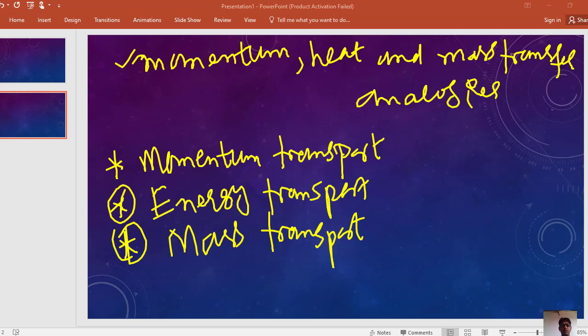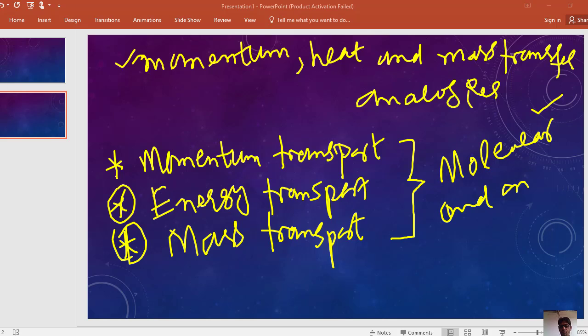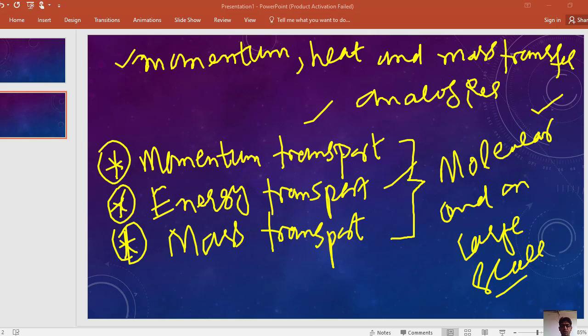We are discussing these three phenomena on molecular level and on large scale. So in transport phenomena we are discussing three important phenomena. One is the momentum transport, the second is energy transport, the third is mass transport. Now what is the momentum transport?